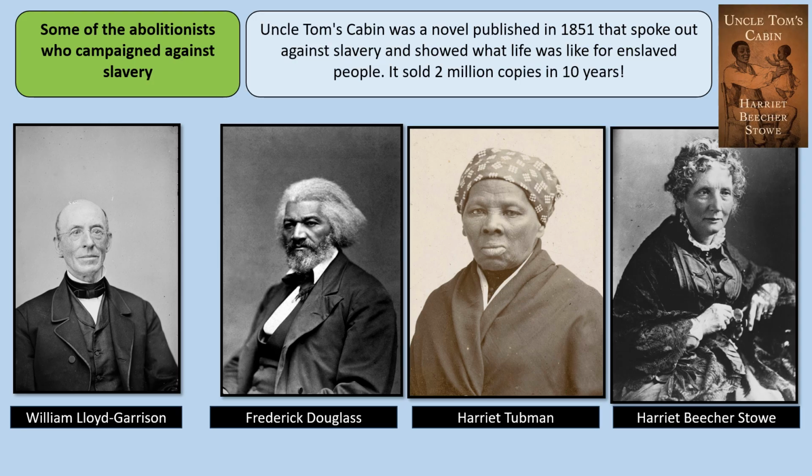It's just a little reminder here about some of the abolitionists who campaigned against slavery: William Lloyd Garrison, who created the Anti-Slavery Society, and Frederick Douglass and Harriet Tubman, very much involved in the Underground Railroad. Then Harriet Beecher Stowe was really significant because she published a novel called Uncle Tom's Cabin in 1851 that spoke out against slavery and showed what life was like for enslaved people, and it sold 2 million copies in 10 years.